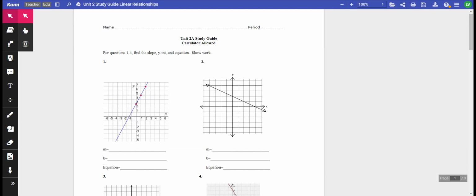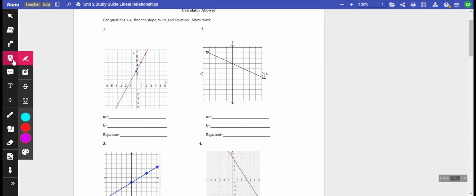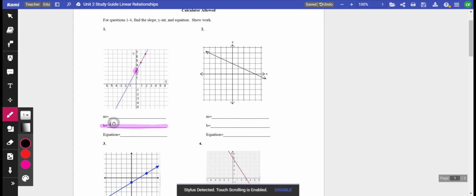Unit 2 Study Guide. For questions 1 through 4, we're going to find the slope, y-intercept, and the equation. We're going to show our work. All right, so I'm going to start by finding the slope. Actually, I stand corrected. I'm going to first solve for the y-intercept. So the y-intercept is located right here, and that's at 0, 3. And in this case, I just found the value of 3. And that's because my y-intercept is 0, b.